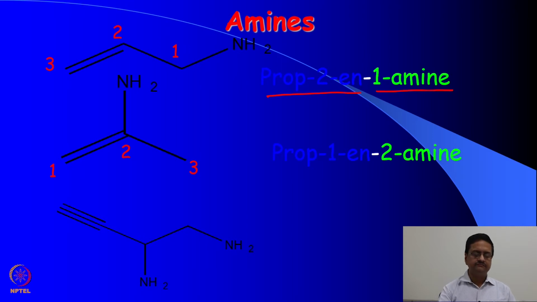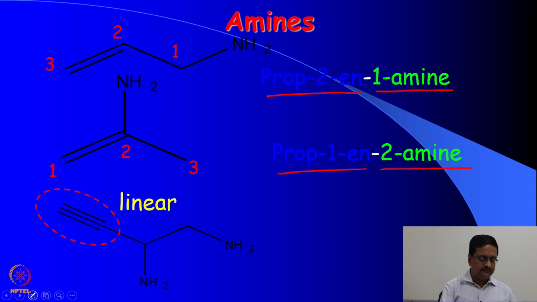Why? Because now, if you try to number it in any direction, from left to right or right to left, the NH2 group always appears at number 2. But now, if you write it from left to right, the en comes at number 1 position. Therefore, it should be written as prop 1 en 2-amine.